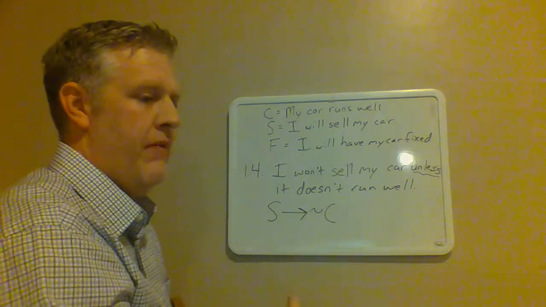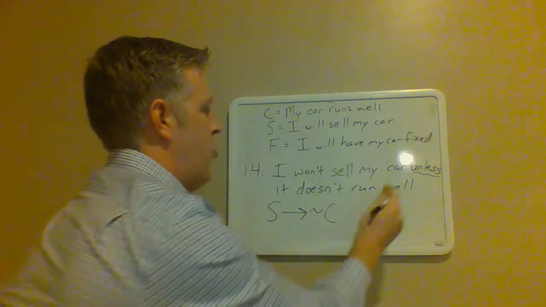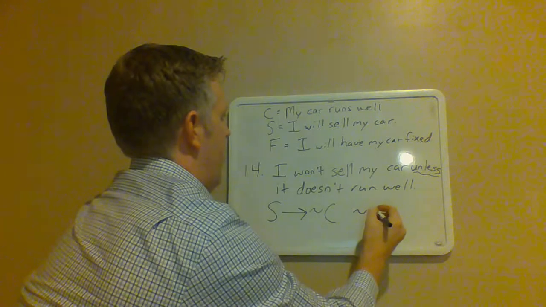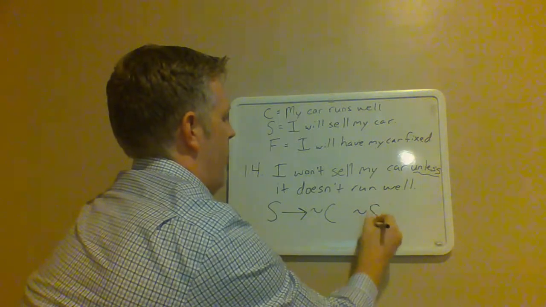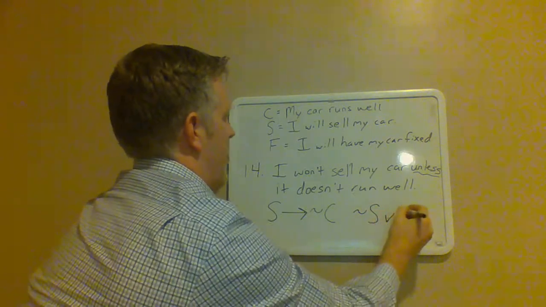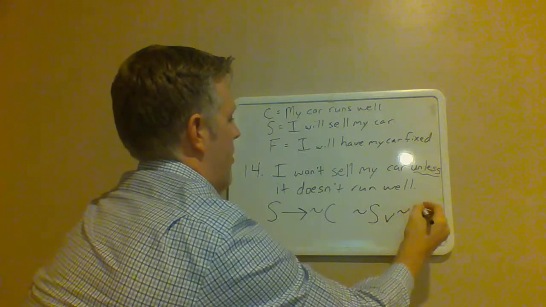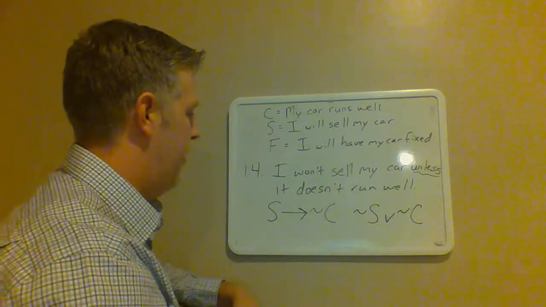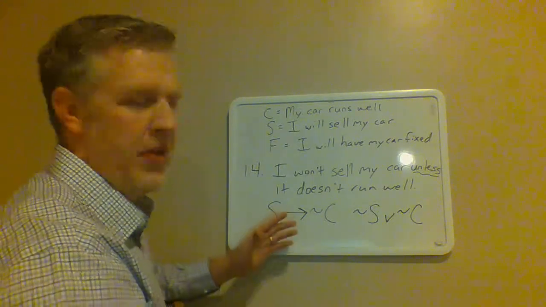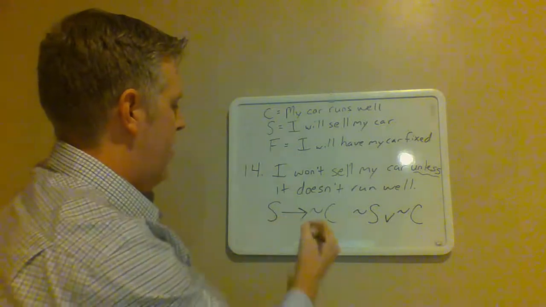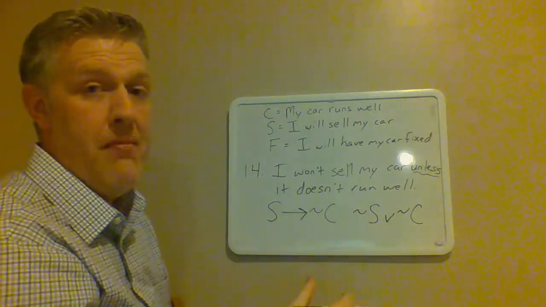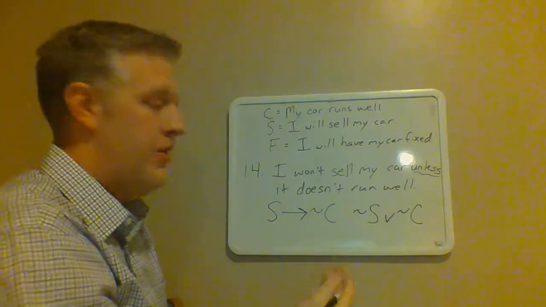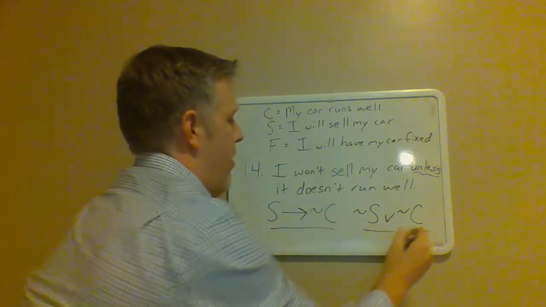But it's equally valid to do what they do and treat this as a disjunction. So, either I won't sell my car or it doesn't run well. Okay. Again, both of these are equally valid. If we were to do a truth table, what you had under both of these columns would be exactly the same because they're logically equivalent, truth-functionally equivalent. And that's why it's okay to do either one.